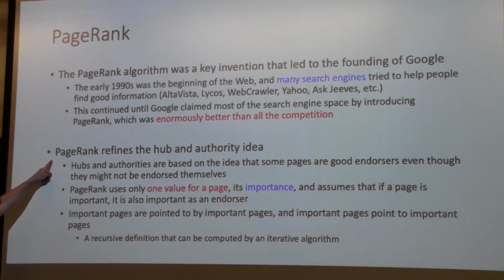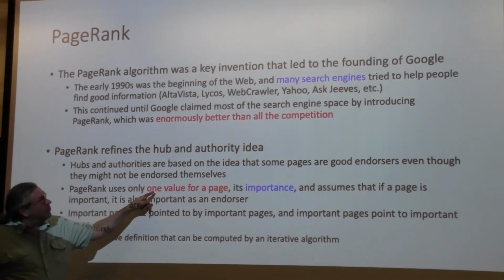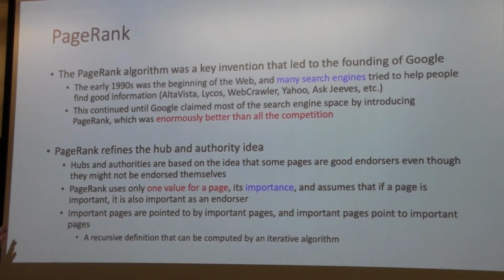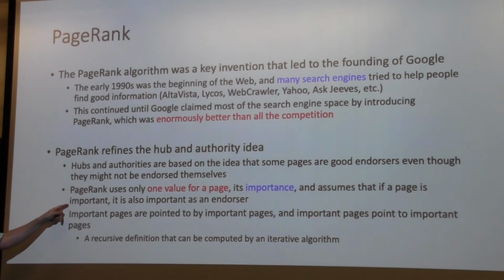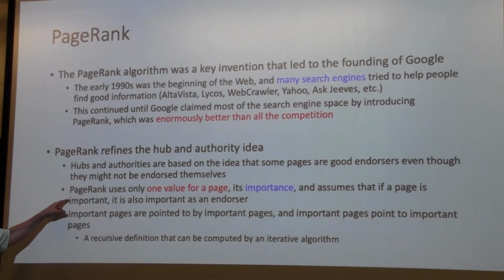So PageRank is actually an improvement on Hub and Authority. It only uses one value, the importance of a page, and that's actually enough. If a page is important, it will be both a hub and an authority. It means that if New York Times is important, it's also important as a hub. All the links coming out of New York Times are usually pretty good, because the New York Times is not going to put crappy links on its site. Only good links.